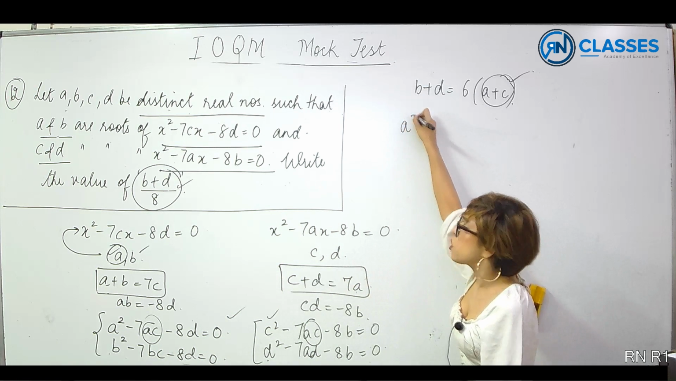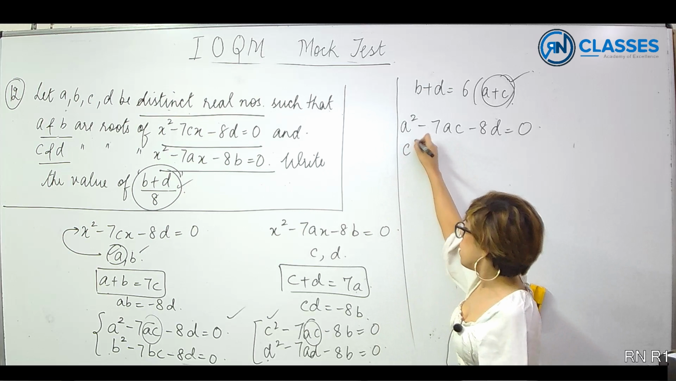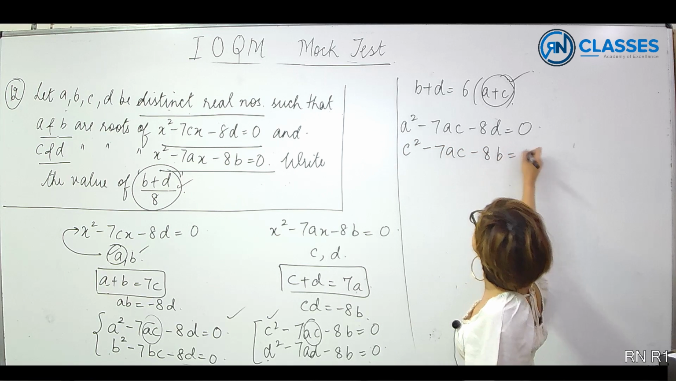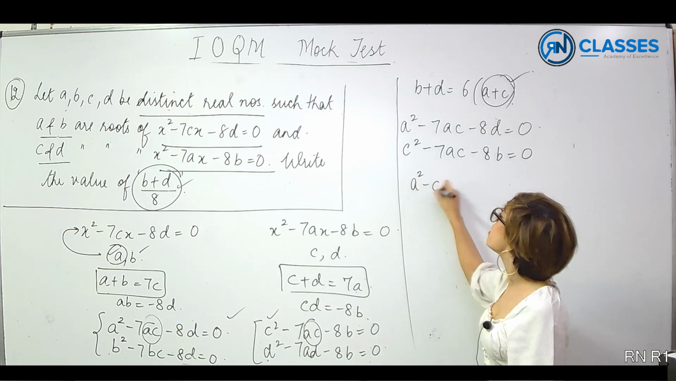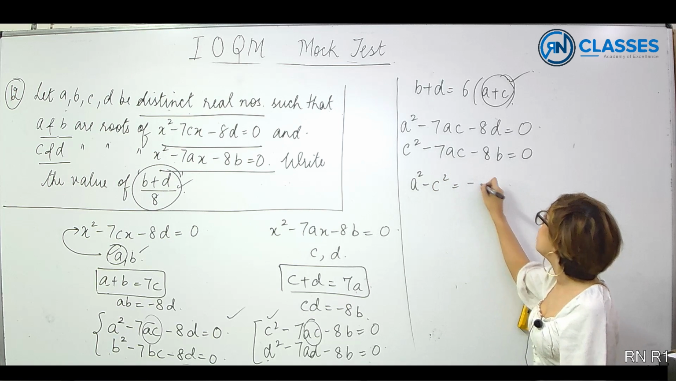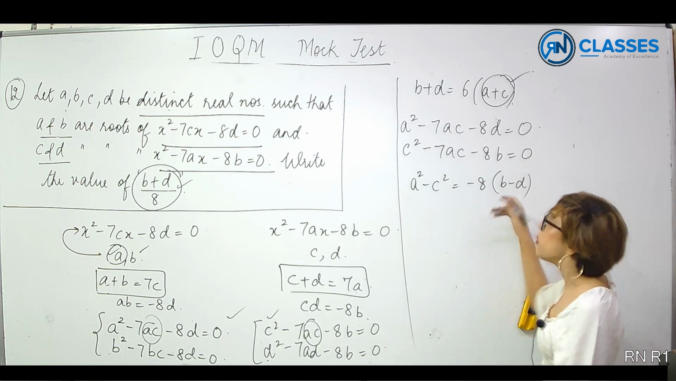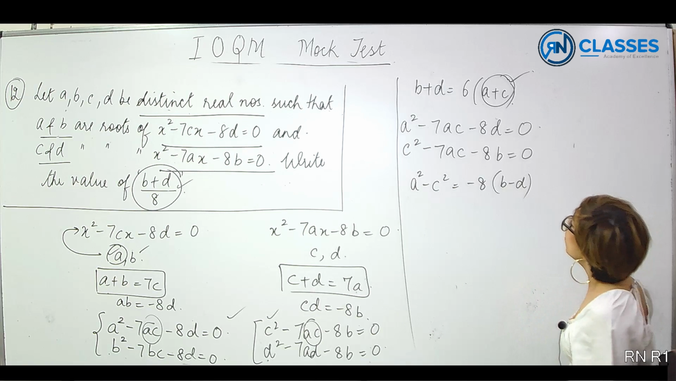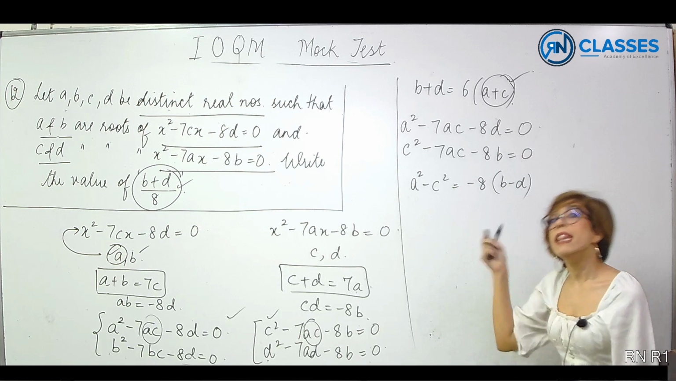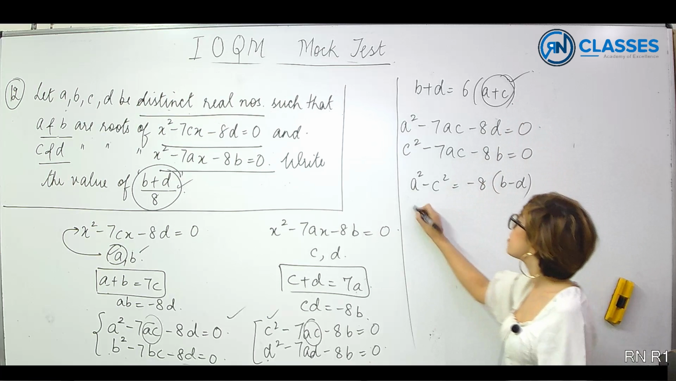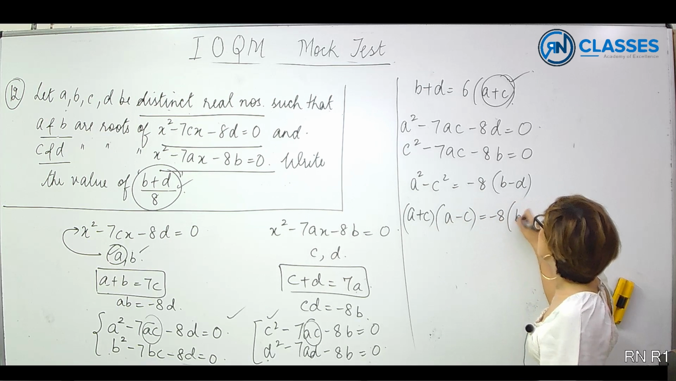Let's see what happens. So A square minus 7AC minus 8D equal to 0. And the second thing is C square minus 7AC minus 8B equal to 0. Right? Now, subtract it. Let's see what happens. So, A square minus C square actually will turn out to be minus 8 into D minus B. Or you can adjust the minus, doesn't matter. Cool. Now, I need the value of A plus C, and I have A square minus C square. In A square minus C square, obviously I have this A plus C. So let me factor it. A plus C into A minus C is equal to minus 8 into D minus C.